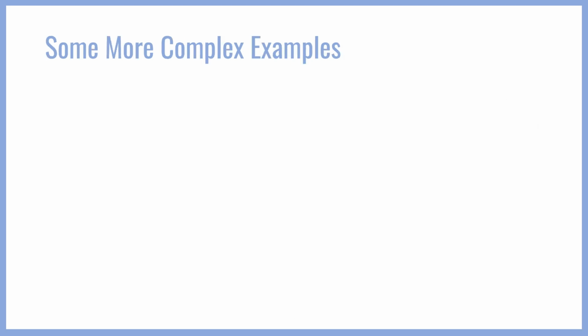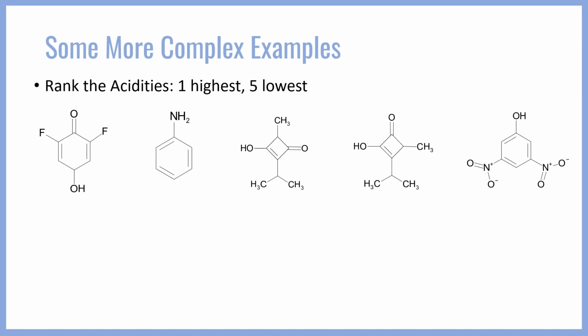So I want to go ahead and close off by looking at the acidity of some more complex molecules which balance some inductive and resonance effects. And we're going to go ahead and rank them from 1 being the highest acidity and 5 being the lowest acidity. So our first set of 5 molecules are going to look as follows. And they're relatively complicated, so don't freak out. We're going to break them down piece by piece.